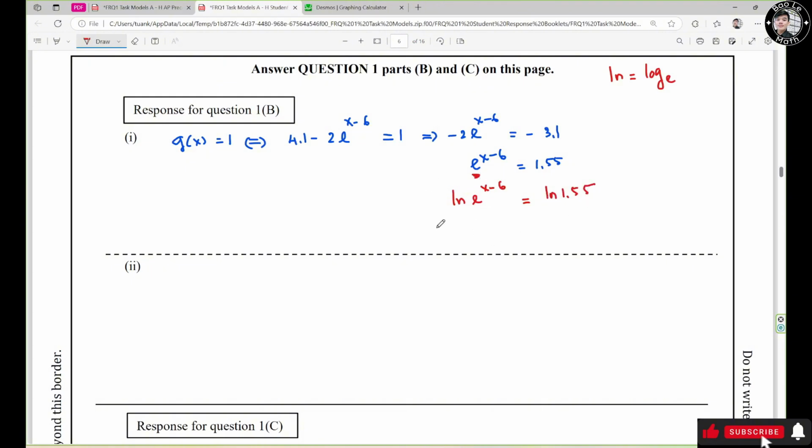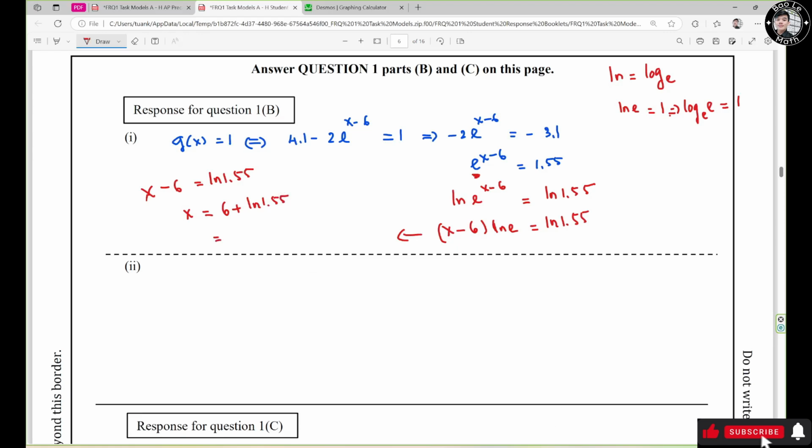Now we're going to bring s minus 6 to the front, right? So it will be (s - 6) times natural log of e equals natural log of 1.55. Now natural log of e equals 1, so keep that in mind, because this is the same thing as log base e of e, which equals 1. So this turns out to be s - 6 = natural log of 1.55. So s = 6 + natural log of 1.55, right?